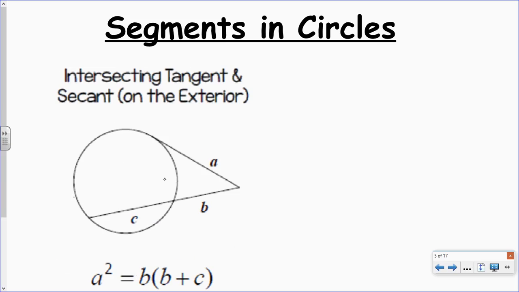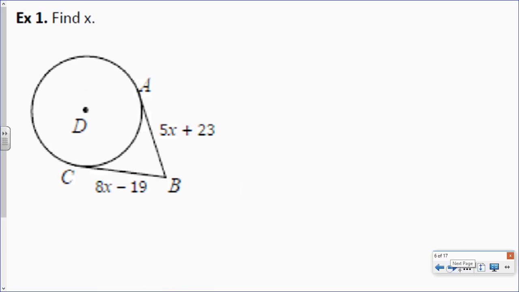And then if you have a tangent and a secant that intersect on the exterior, then the tangent, the outside piece that's only on the outside, we square that, and that's equal to the outside times the outside plus the inside. So we're going to do a few practice problems just with the different rules with the segments. Now these are not on your formula sheet, so these are ones that you're going to have to memorize how to do.